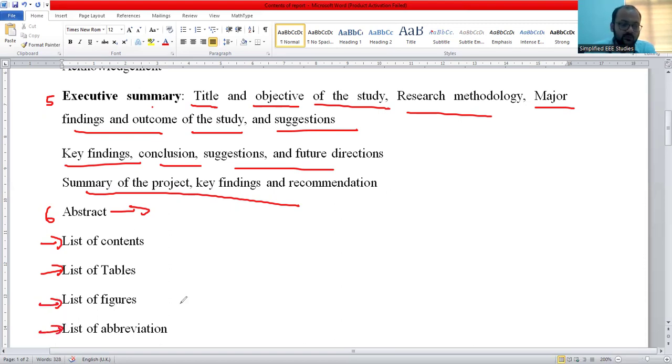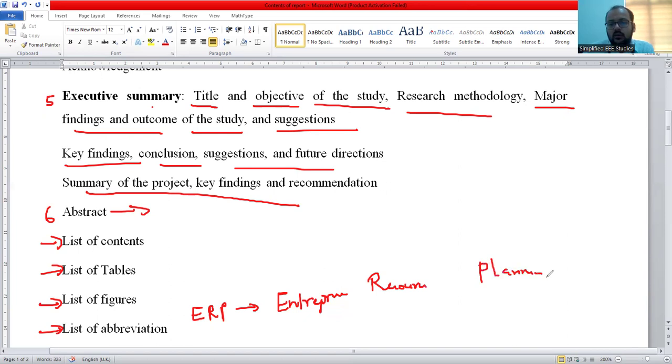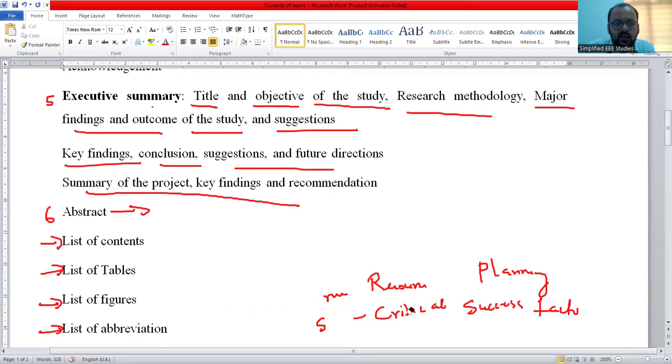List of abbreviations. For example, I told you that I have done the project on ERP. So what is ERP? Enterprise Resource Planning. Like this, there are so many terms available. Then CSF, critical success factor. Like that, different technical terms which are used in the project, to make it easier for the reader to understand.